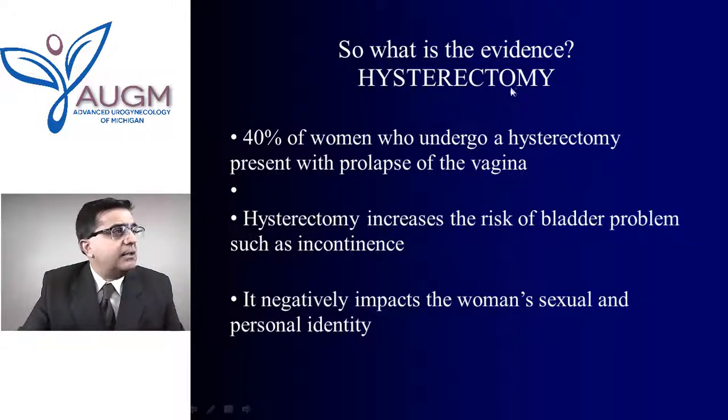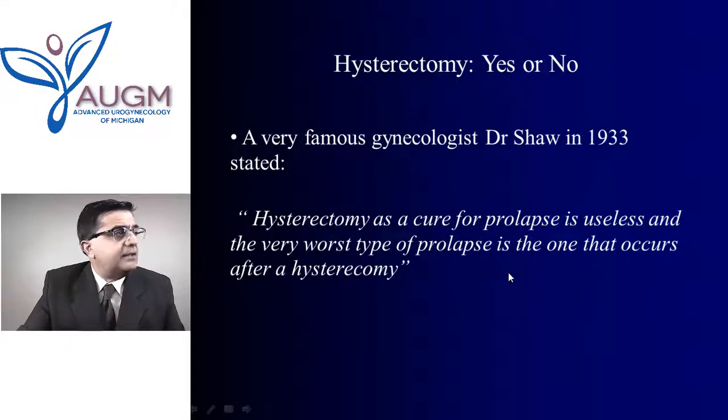Let's look at hysterectomy, taking the uterus out. 40%, almost half of women who undergo a hysterectomy present with prolapse of the vagina. That means after the uterus is removed, almost half of the women will have the vagina falling out. Hysterectomy increases the risk of bladder problems such as urinary leakage. It negatively impacts a woman's sexual and personal identity.